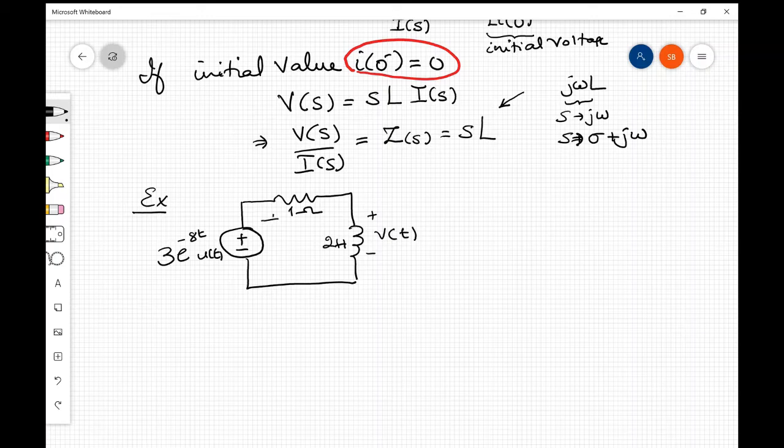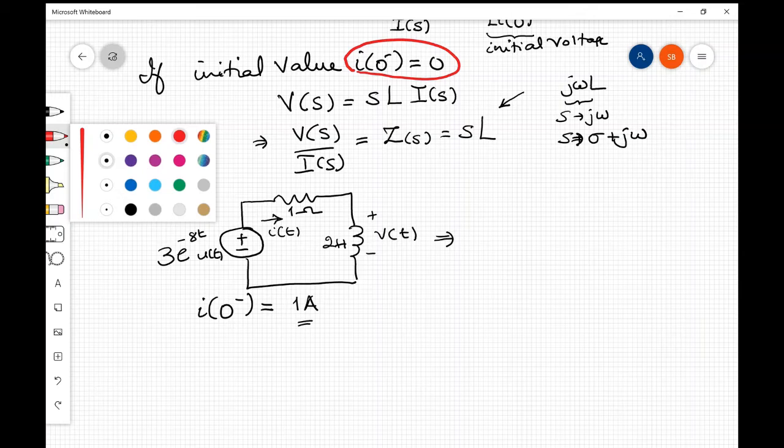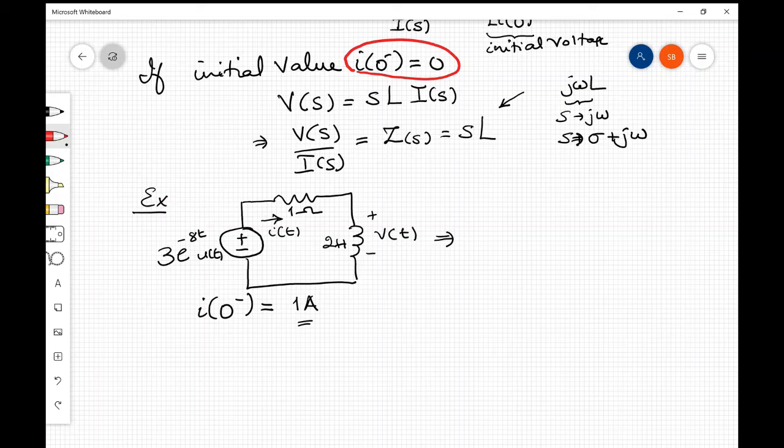And we have current, of course, I at t. And we are given one more piece of information, where the initial current I at 0 is going to be 1 ampere. So what we are going to do here is convert from the time domain into the frequency domain. When we convert the time domain into the frequency domain, we are basically applying the Laplace transform.